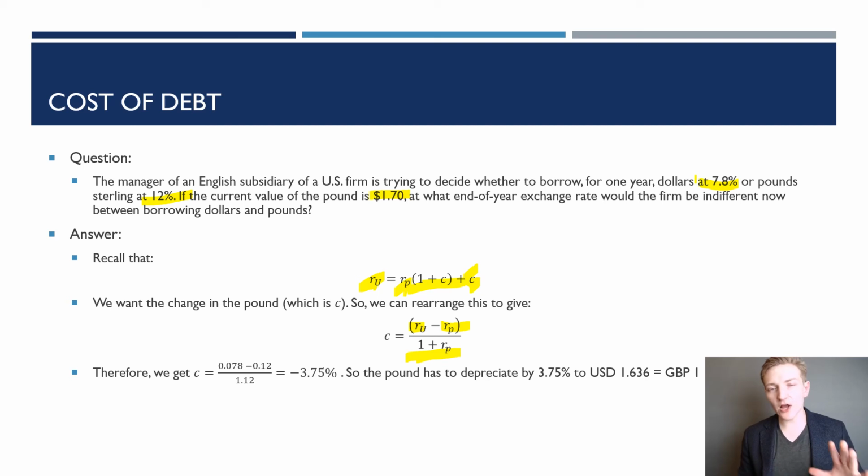So say we're trying to work out, well, what currency change is going to make us indifferent between borrowing in pounds and the US? Our RU here is going to be 7.8%. So we'll get 7.8% minus 12% divided by 1.12. So that's going to mean our change in our currency has to be a depreciation of 3.75% for us to be indifferent between the two borrowings, i.e. the pound has to depreciate by 3.75%, depreciating from $1.70 per pound.